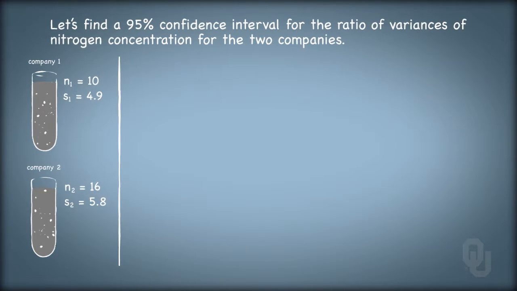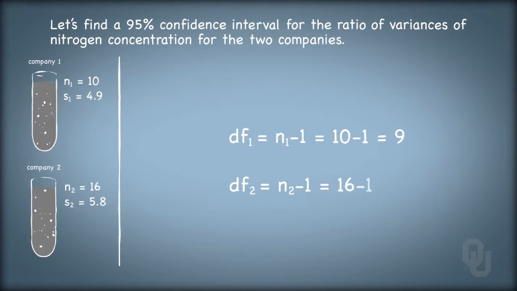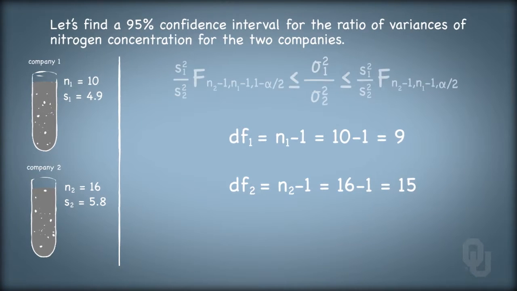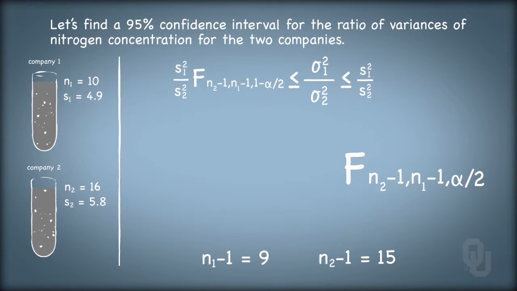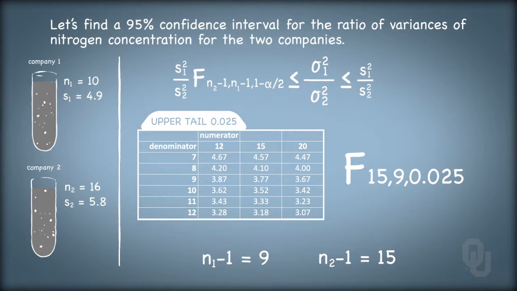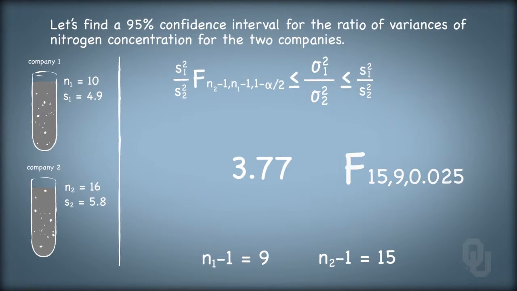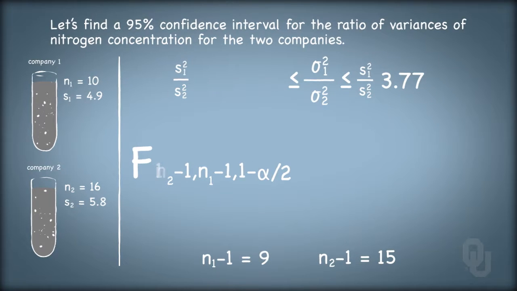Let's first look up the F values. The degrees of freedom for population 1 are 10 minus 1, or 9. For population 2, we have 16 minus 1, or 15, degrees of freedom. For the upper bound, we need a value of F with 15 degrees of freedom in the numerator, 9 degrees of freedom in the denominator, and an alpha over 2 of 0.025 in the upper tail. We go to the table for 0.025 in the upper tail, we go over to the column associated with 15 degrees of freedom in the numerator, and down to row 9. That intersection is 3.77.